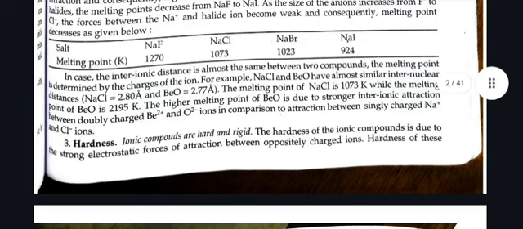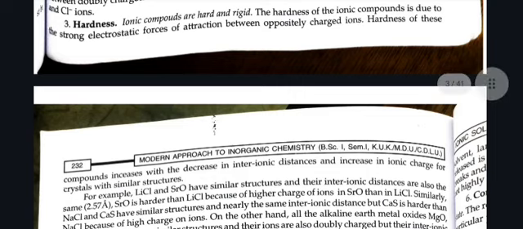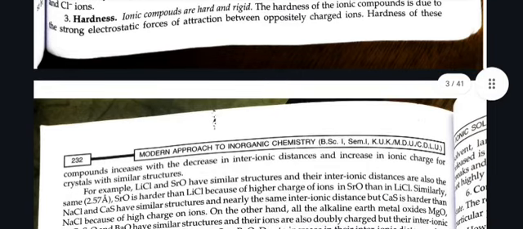In case the interionic distance is almost the same between two compounds, the melting point is determined by the charges of the ions. For example, NaCl and BeO have almost similar internuclear distances. For NaCl it's 2.80 angstrom and for BeO it's 2.77 angstrom. The melting point of NaCl is 1073 Kelvin while the melting point of BeO is 2197 Kelvin. The higher melting point of BeO is due to stronger interionic attraction between double charged Be2+ and O2- ions in comparison to attraction between singly charged Na+ and Cl- ions.